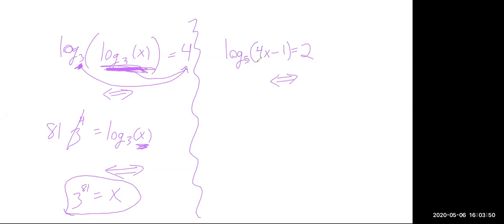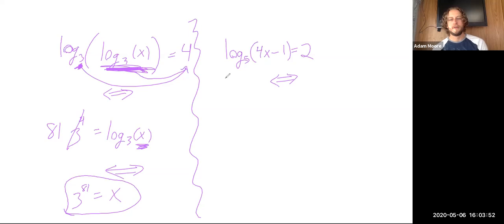Five. Oh, yeah, it sure is. So we got 5 there. 5 up to the 2 power equals the 4x minus 1. Looking good. We're feeling it.